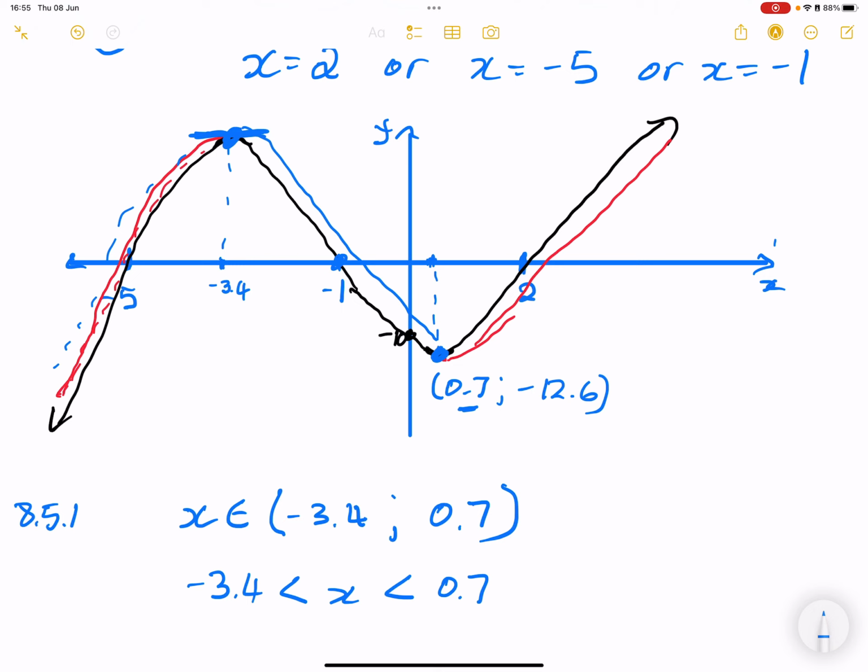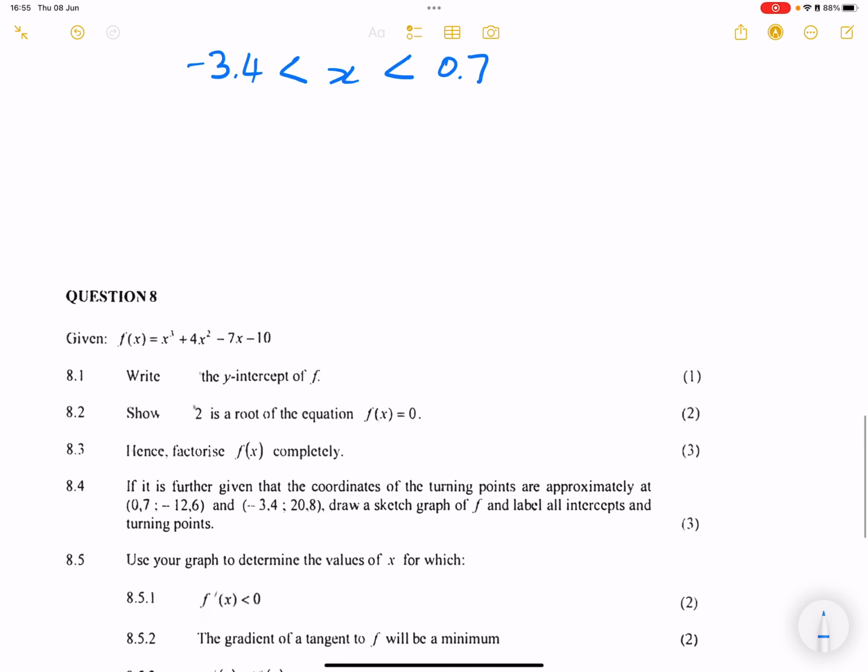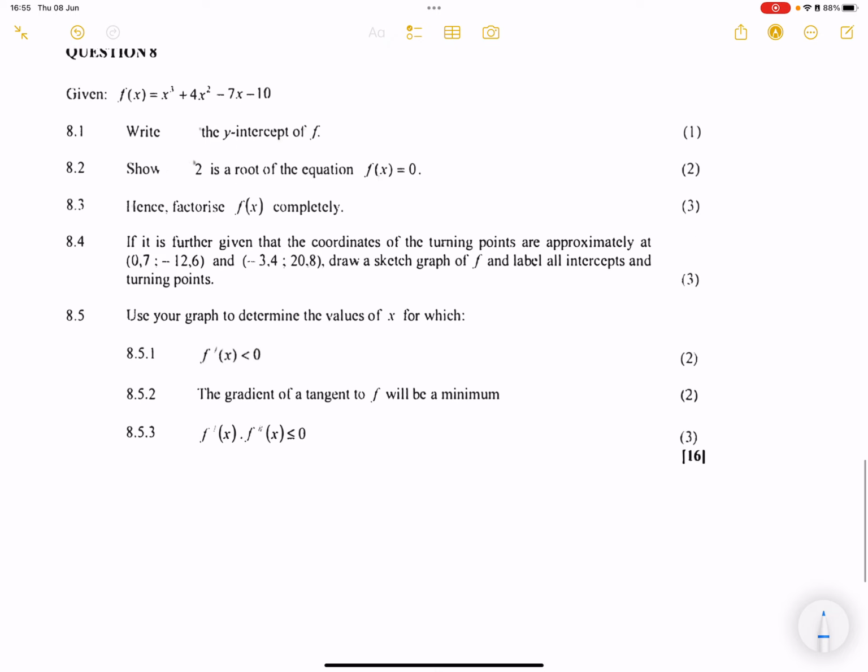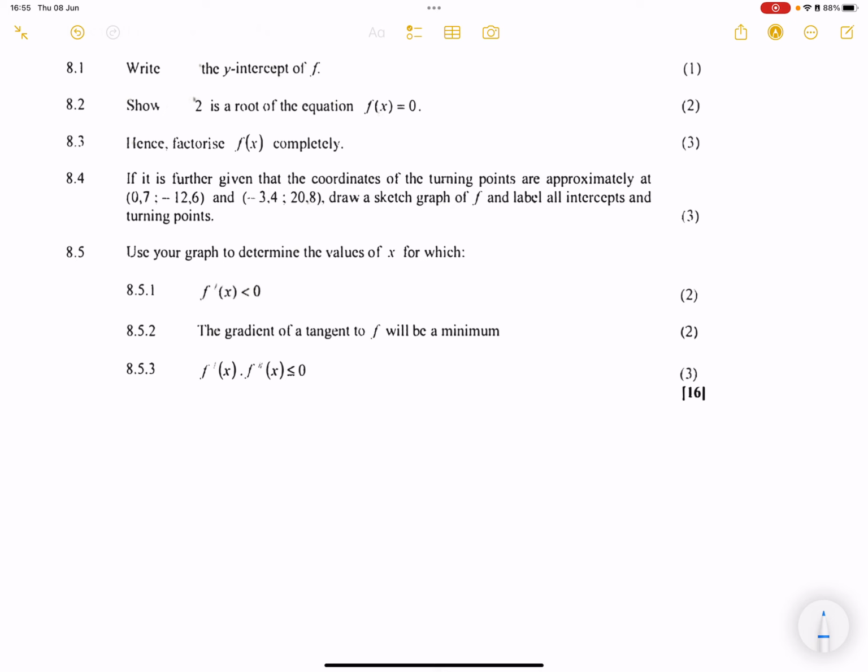what we can do, just to make it simple, is take the midpoint between the x values of your two turning points. So in this case, 8.5.2, I'm going to take my values for the turning point. I'm going to say it's going to be at 0.7 plus a negative 3.4, divided by 2.